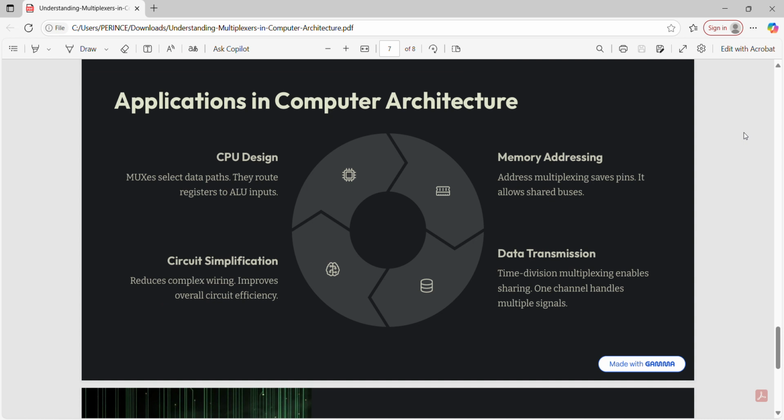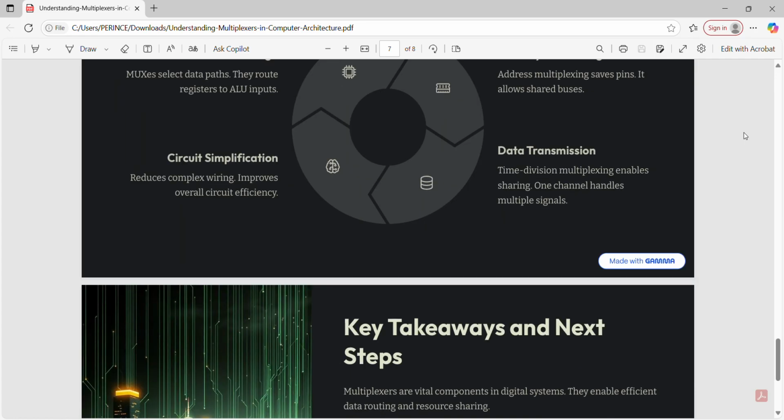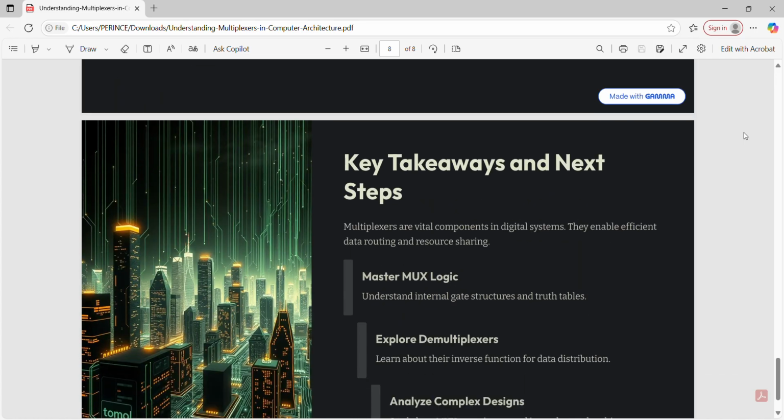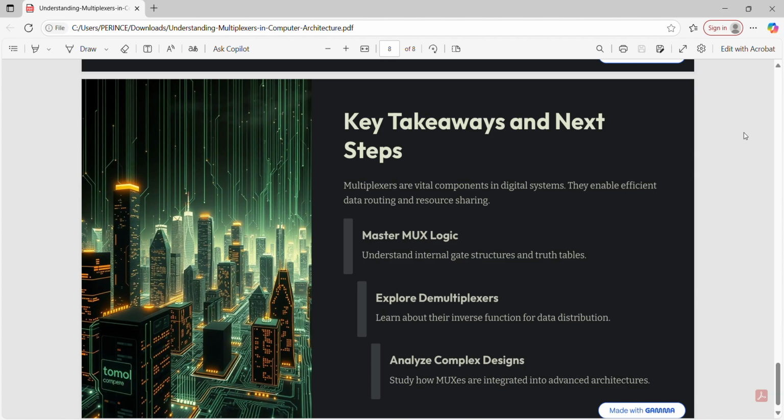Applications in computer architecture. CPU design: the multiplier selects the data path. It routes registers to the ALU input. We have memory addressing, data transmission, and circuit simplification. Then we go to, so multipliers are vital components in digital systems. They enable efficient data routing and resource sharing.